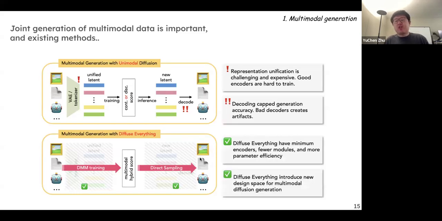Of course, this has a lot of benefits. For example, this has a lot fewer modules. It will be much more efficient because we no longer need to use a VAE in inference or training. This also brings a new space for generative modeling of multimodal data, which is worth more investigation.